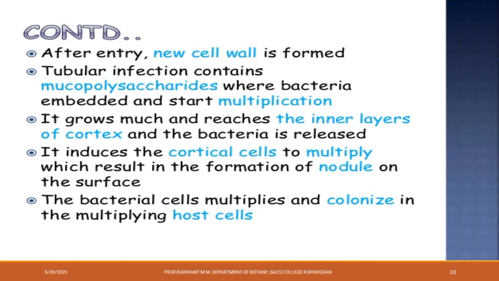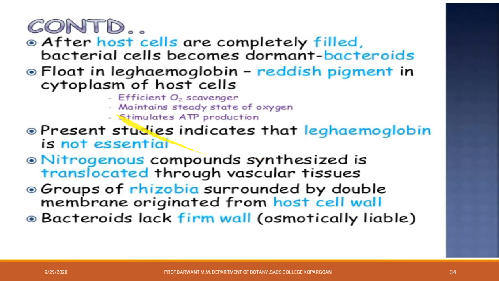After the entry, a new cell wall forms, and the tubular infection thread contains mucopolysaccharide where the bacteria are embedded and start multiplying. It grows and reaches the inner layer of the cortex, and the bacteria are released. It induces the cortical cells to multiply, which results in the formation of nodules on the surface. The bacterial cells multiply and form colonies in the multiplying host cells.